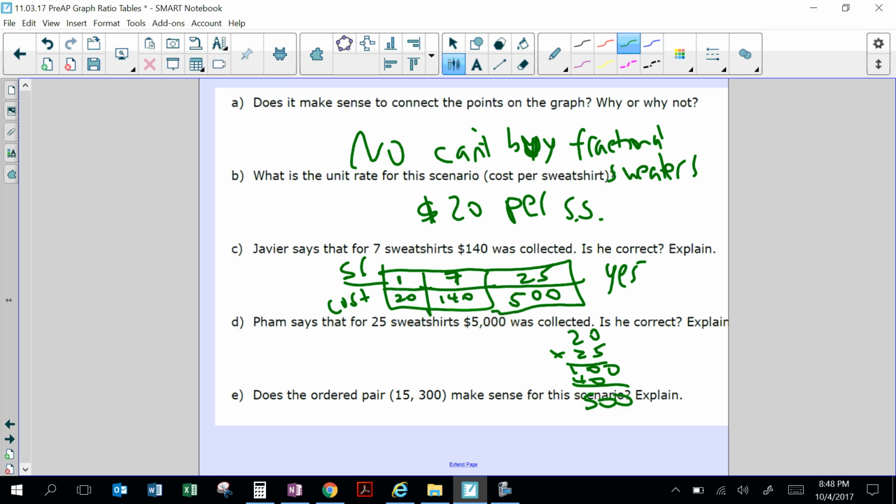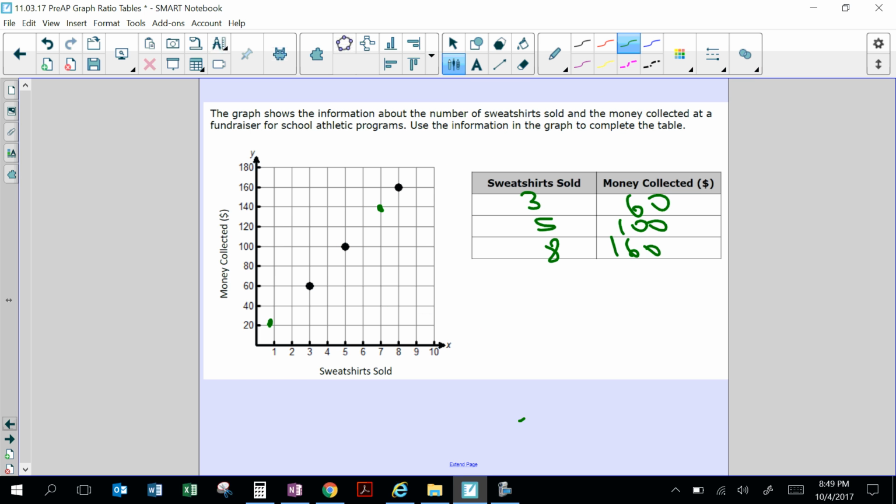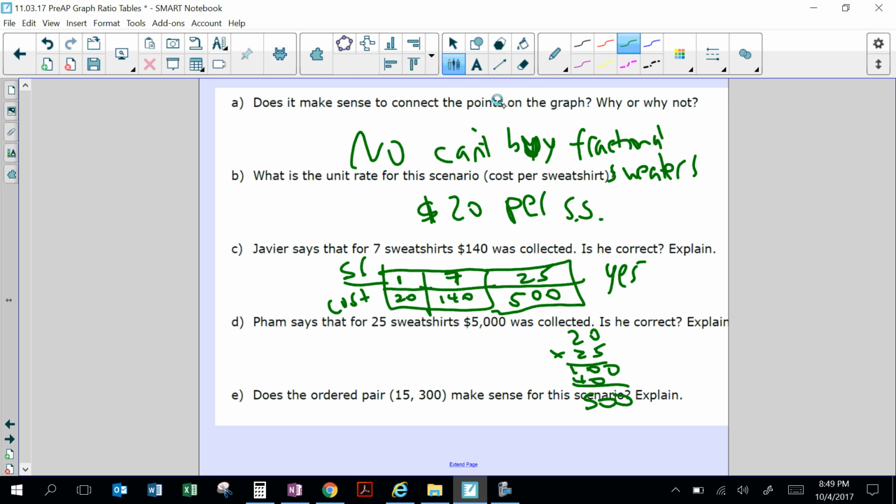And does the ordered pair (15, 300) make sense for the scenario? That means 15 sweatshirts for $300. So it'll be somewhere up here. Well, that makes sense. Would that make sense? Let's see. If you buy 15 sweatshirts, what's the relationship between one sweatshirt to 15 sweatshirts? Times 15. So it's 20 times 15 is 300. So yes, it does make sense. And this is the study of using graphs, rate, unit rate, and prediction.